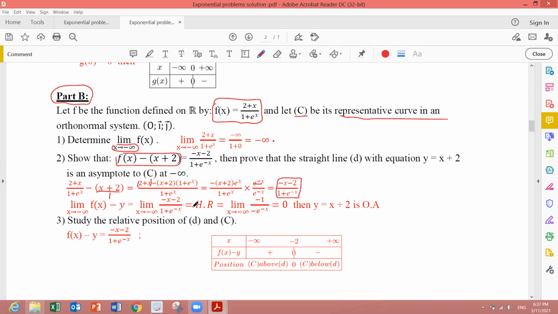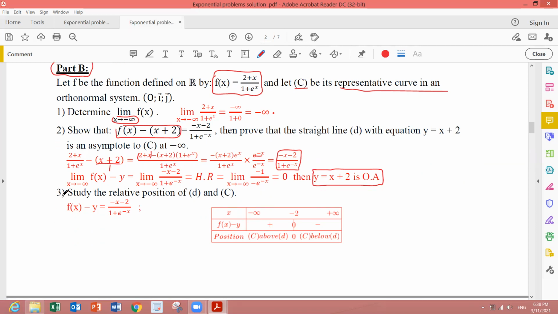We apply L'Hopital's rule. The limit as x tends to minus infinity: the derivative of minus x minus 2 is minus 1, over minus e to the minus x. It becomes minus 1 over minus infinity, which is 0. Then we say y equals x plus 2 is an oblique asymptote to C at minus infinity.